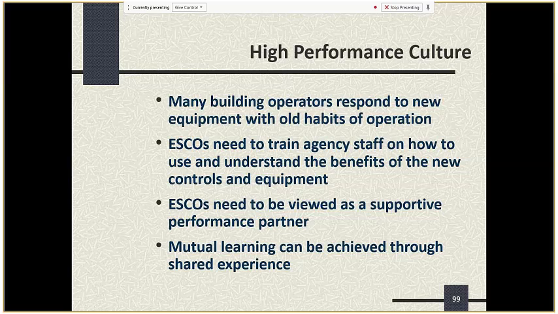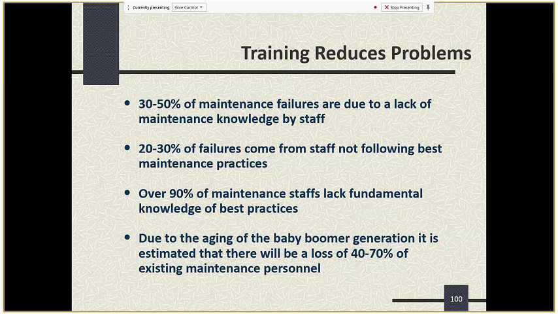So let's go to slide 100. So why is training so important? Well, this is based on some studies done in the industry. About 30 to 50% of maintenance failures are due to lack of maintenance knowledge by staff. In other words, they're being faced with equipment which maybe they've never gotten adequate training on how to maintain or operate. Or, you've had a turnover in staff and the new person is still getting up the learning curve and does not have all the information that they need yet, but eventually they'll get it.